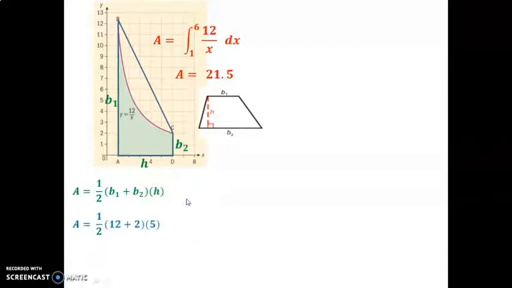Okay, let's check our work. There are the numbers we put in: 12 for this base, 2 for this one, the height of 5, and our area is 35. Wow, that's quite different from the 21.5 we got when we ran the integral. Again, the integral is the precise area. Using this one giant trapezoid is a very bad approximation, but it's still better than if we had used one giant rectangle, because one giant rectangle would have a lot of excess here. So the trapezoid is better, but it's not great.